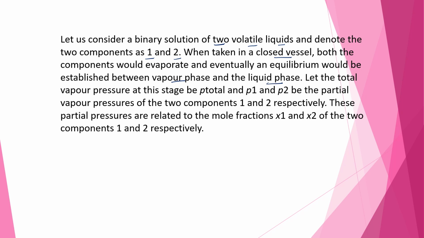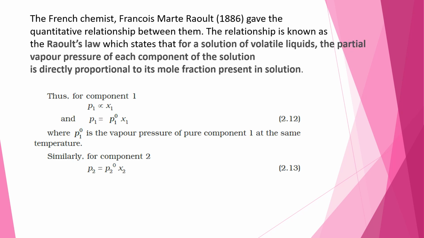Let the total vapor pressure at this stage be P total and P1 and P2 be the partial vapor pressures of the two components 1 and 2 respectively. These partial pressures are related to the mole fractions chi1 and chi2 of the two components 1 and 2 respectively. The French chemist Francois Martin Raoult (1886) gave the quantitative relationship between them.